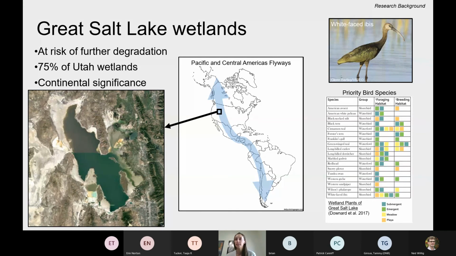On the right, I'm showing this table of some of the priority bird species on the Great Salt Lake. And I like this table because it shows the different wetland habitats that these birds rely on. And so the different colored squares there relate to submergent, emergent, meadow, and playa wetlands. And so these different wetland types are associated with plant communities and also flooding regimes.